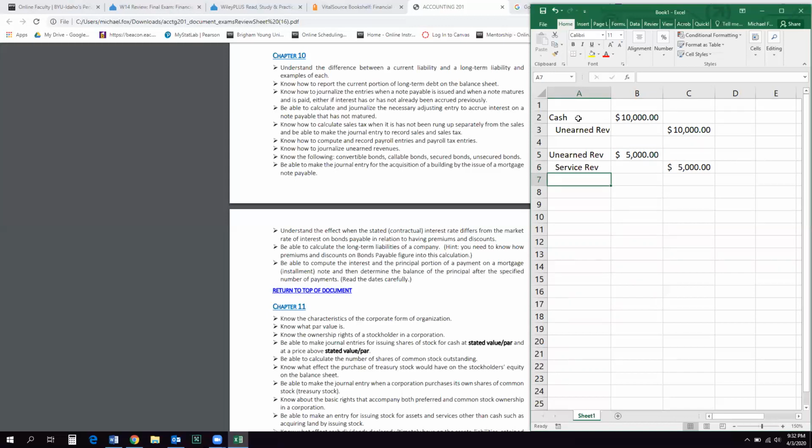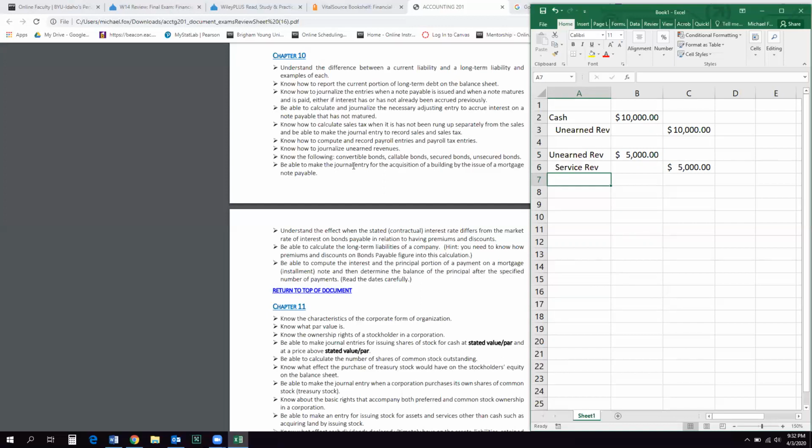Let's see. Oh, I think I skipped know how to compute. No, we did payroll tax. Know the following: the difference between a convertible bond, a callable bond, a secured bond, and an unsecured bond. So a convertible bond is a bond that can be converted to stock under certain circumstances. A callable bond is a bond where the borrower, the issuer of the bond, reserves the right to pay the bond off early.